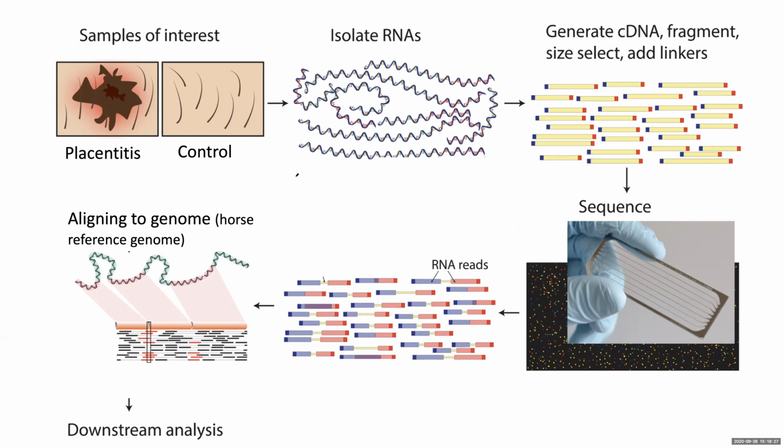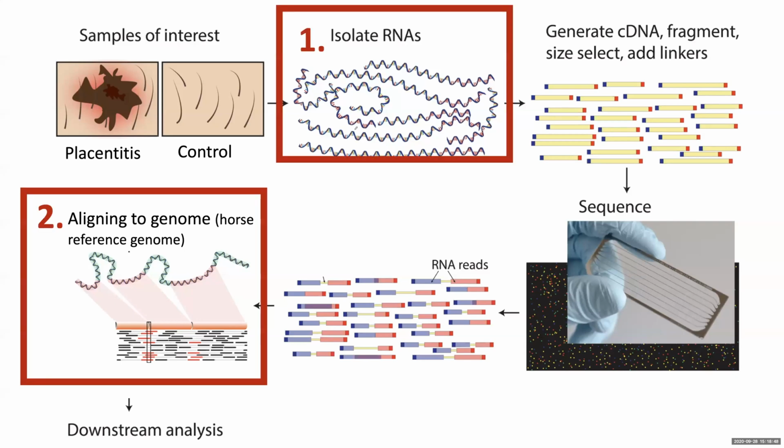As Hussam talked about all the sequencing, we isolate RNA from those samples and then we sequence them, and then we have some reads and we align those reads to the horse genome. But there are two steps that I want to talk about before I get to my presentation. One is about the isolation of RNA from our sample, and the other one is the alignment to the horse genome.